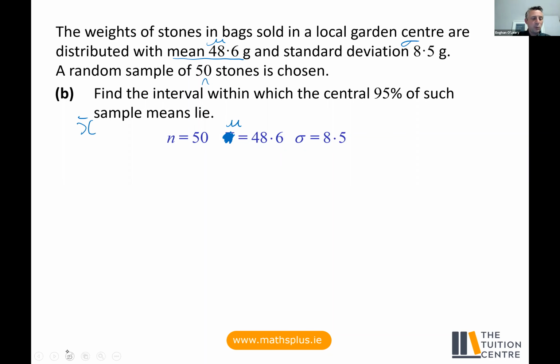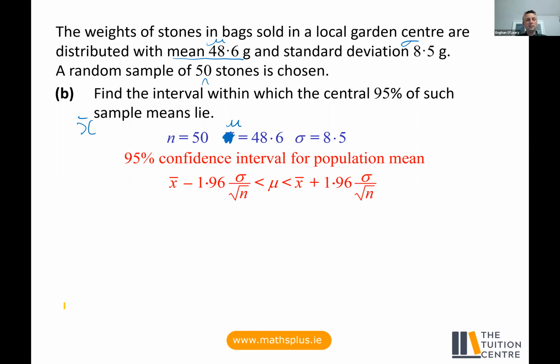As I often say, if you don't know what to do, do what you know. Confidence interval for a population mean. How do I know it's the population mean? Well, number one, we have standard deviation here. This is the only one of the confidence intervals that has standard deviation. The X bars are sample means. That's what we're looking for. We're dealing with mu, which is my 48.6.